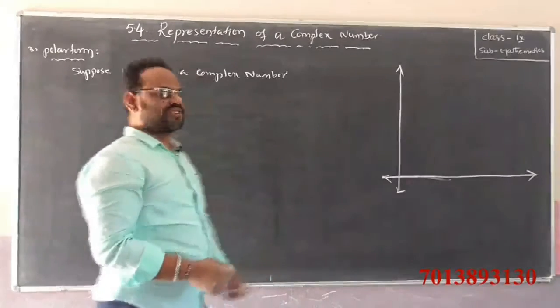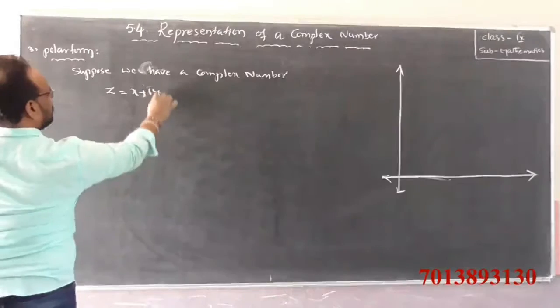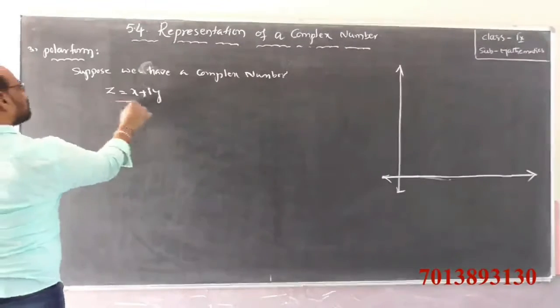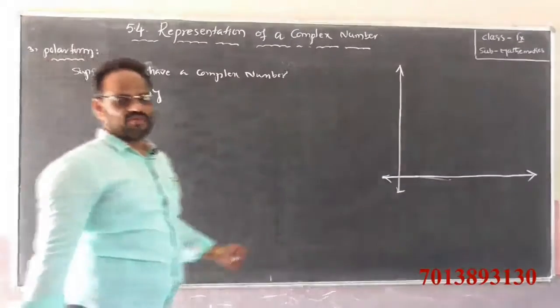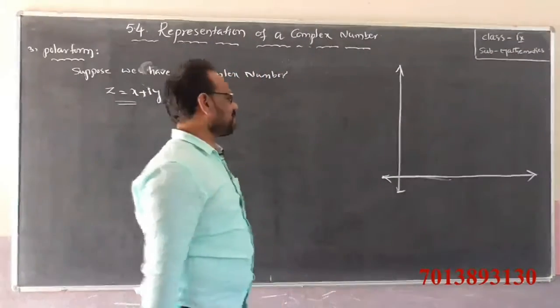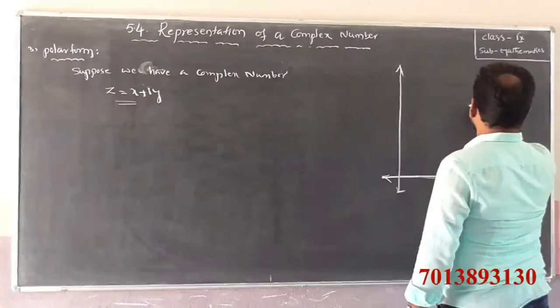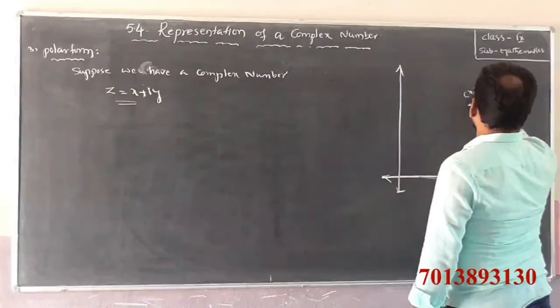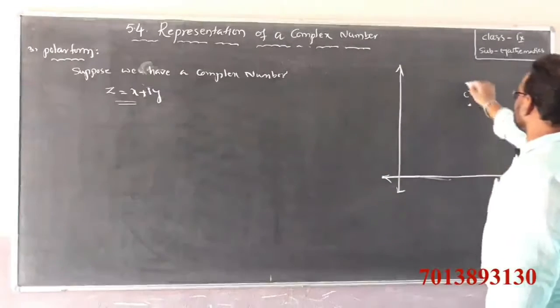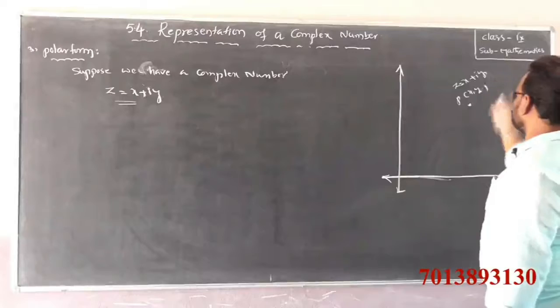Suppose we have a complex number, Z is equal to X plus iY. If you look at it here, this is Z, this is X comma Y, nothing but X plus iY. They are given from the quadrant. So this is D.